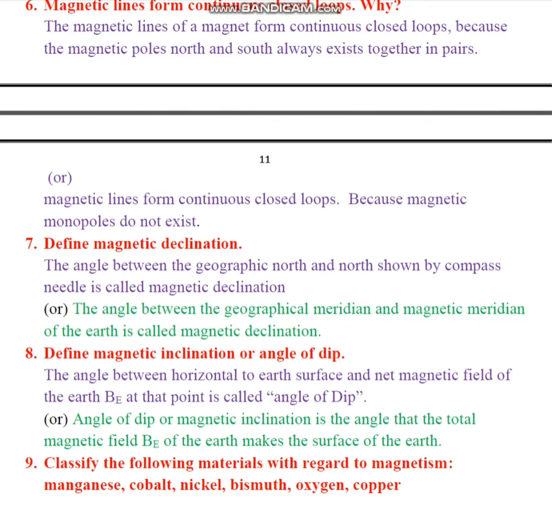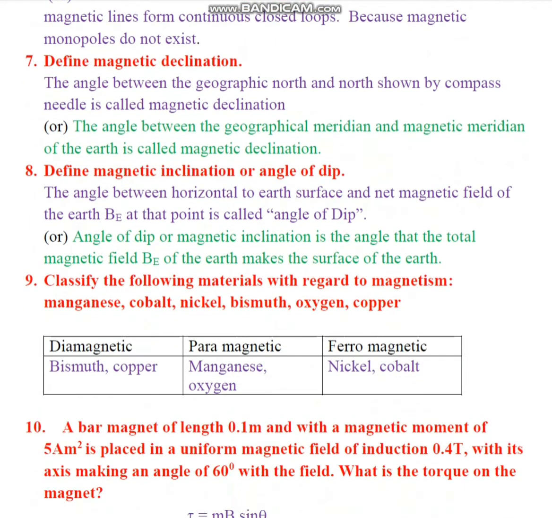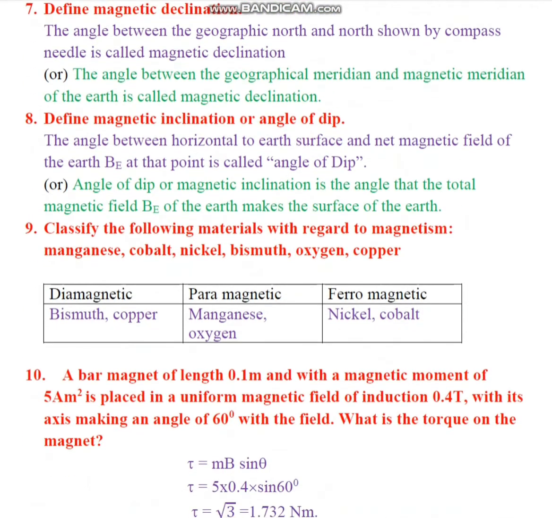And the eighth one, define magnetic inclination or angle of dip. The angle between the horizontal at the earth surface and the net magnetic field of the earth BE at that point is called angle of dip. Or angle of dip or magnetic inclination is the angle that the total magnetic field BE of the earth makes with the surface of the earth. So we can write any one of the answers.